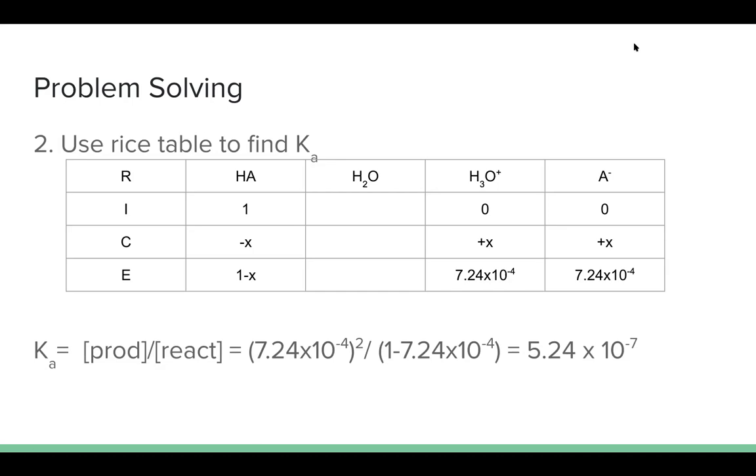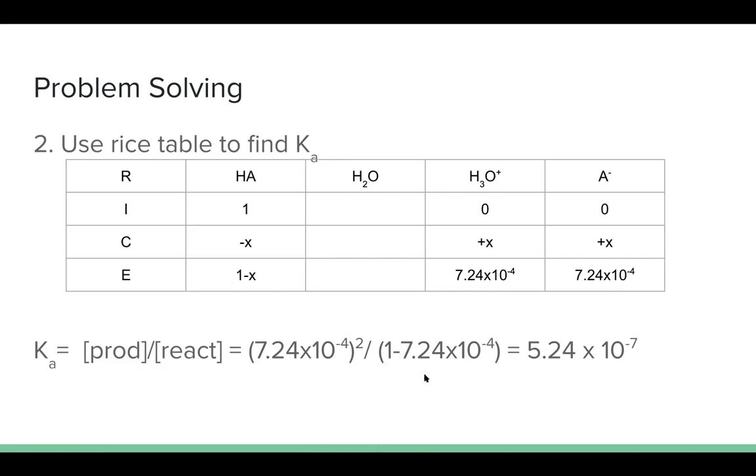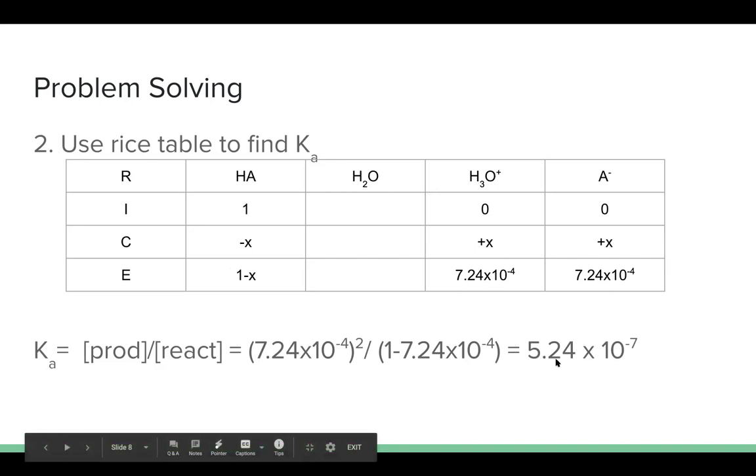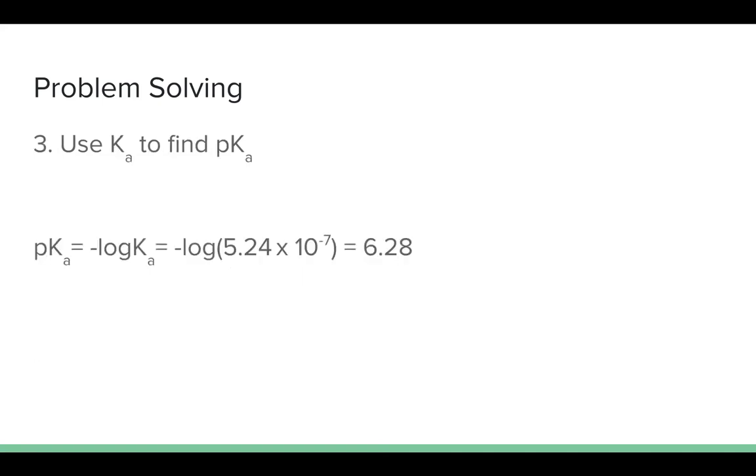And if you look at it, that becomes 7.24 times 10 to the negative 4, squared. Those are your products. And your reactant is the 1 minus X, which if you plug it in is this value. And that brings your Ka to be 5.24 times 10 to the negative 7. If that is the case, you can use that. Your third step would be to find your pKa, and you can use your Ka to find your pKa, which comes out to be 6.28.